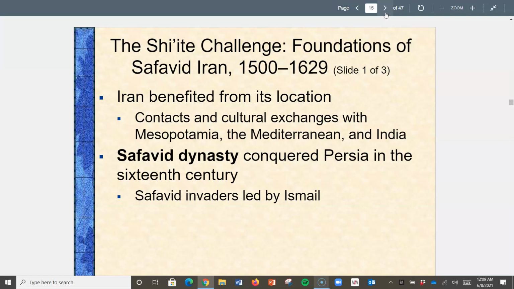The first caliph, the first deputy after Muhammad's death, was Abu Bakr, not Ali. Now, eventually, Ali would become caliph, but also be murdered as well. And there is a pretty serious split between Shiite Islam and Sunni Islam that even continues to today.